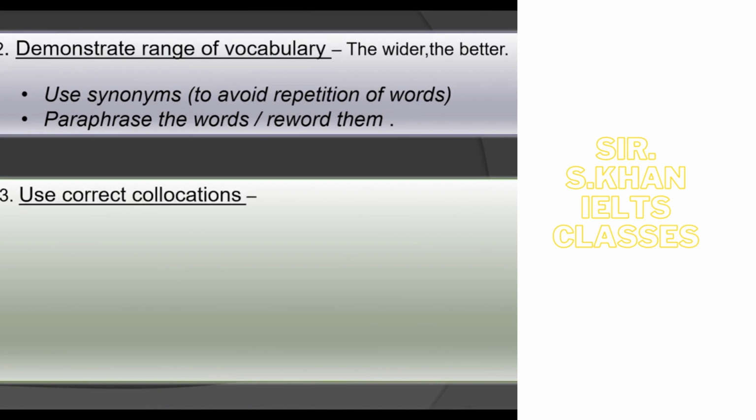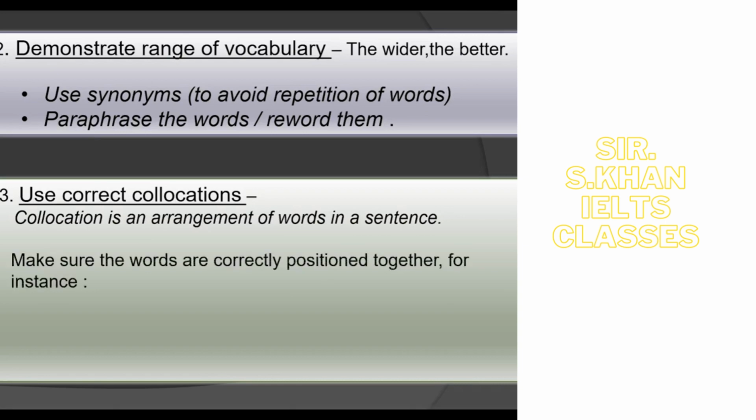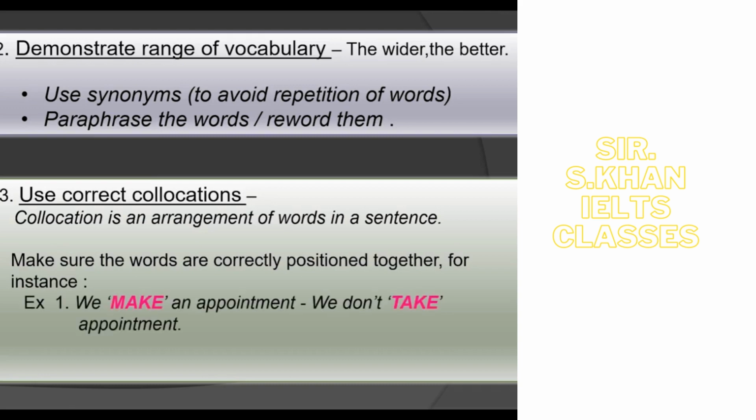The third factor would be to use correct collocations. What is a collocation? It's an arrangement of words in a sentence, which means you need to make sure the words are correctly positioned together. For instance, we make an appointment. We don't take appointments. Very often I hear the expression, it doesn't solve the purpose. It should actually be, it doesn't serve the purpose. Solve the purpose is wrong.